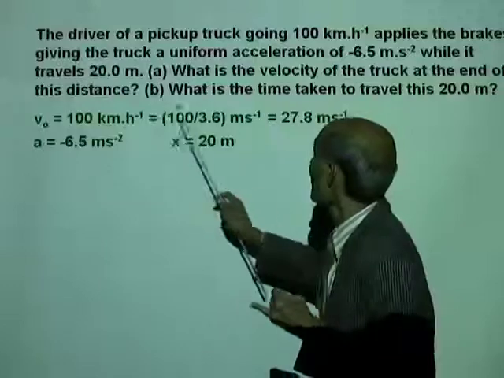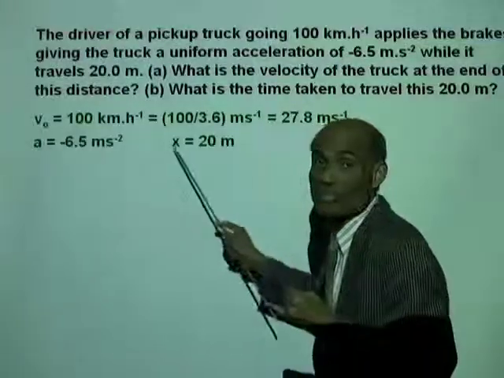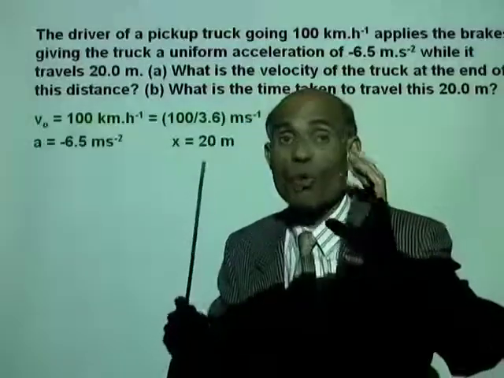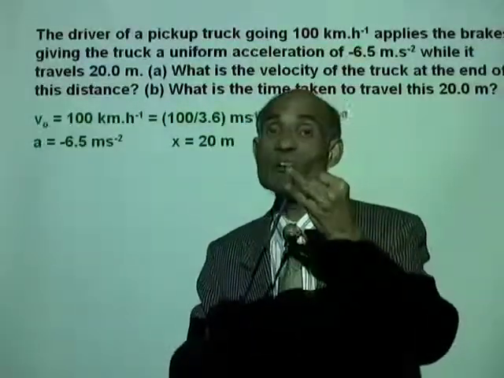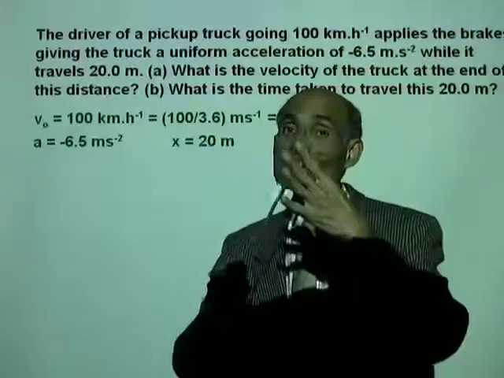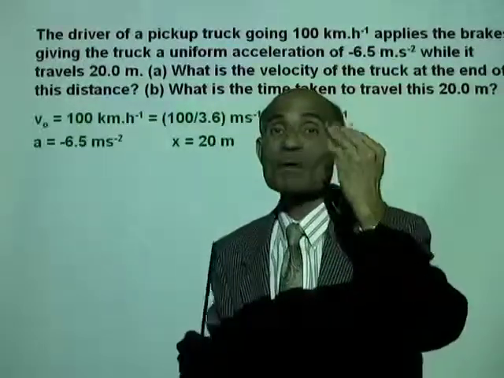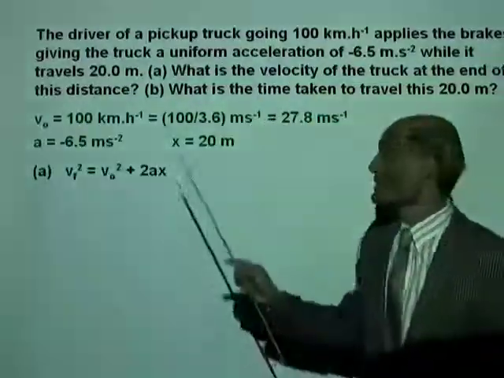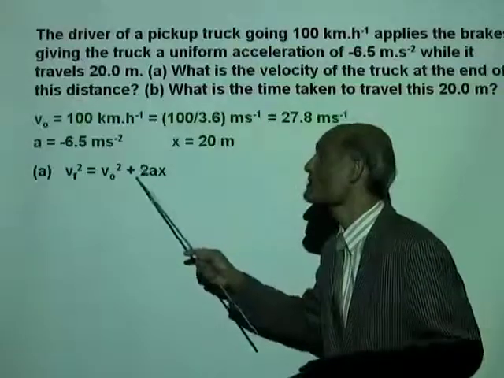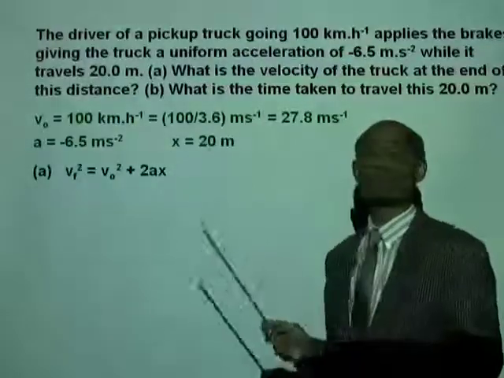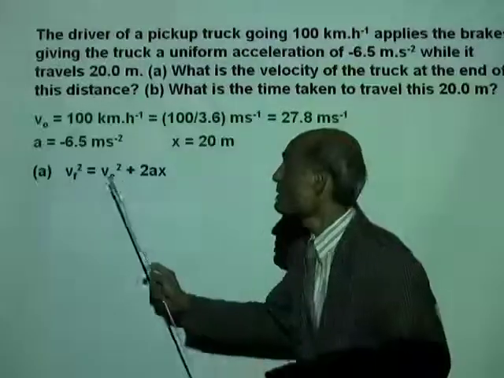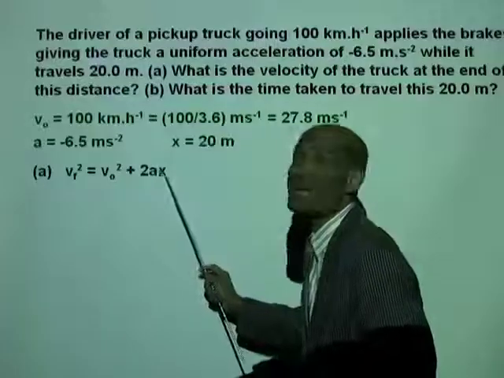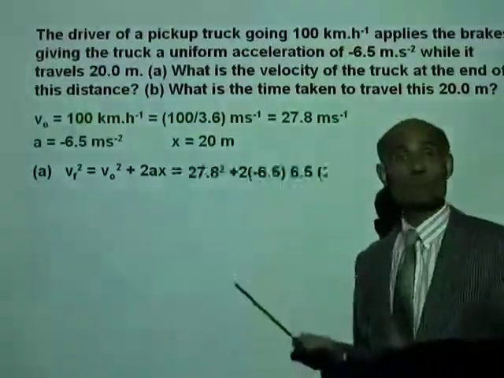We have initial velocity, we have acceleration, we have the displacement. Which equation contains all these? Initial velocity, final velocity, acceleration, displacement. In other words, the equation that does not contain time is the third equation. Vf squared equal to V0 squared plus 2ax. Well, we need to find the Vf. We know V0, we know a, we know x. So use all those values.